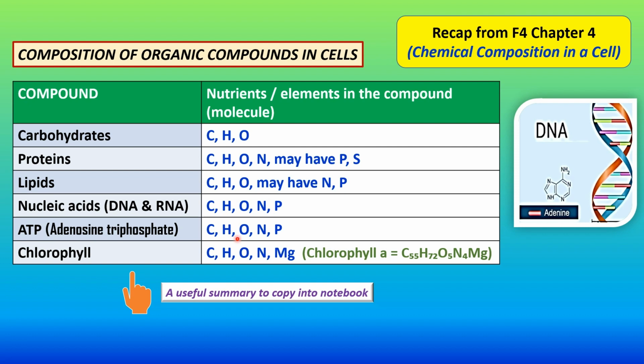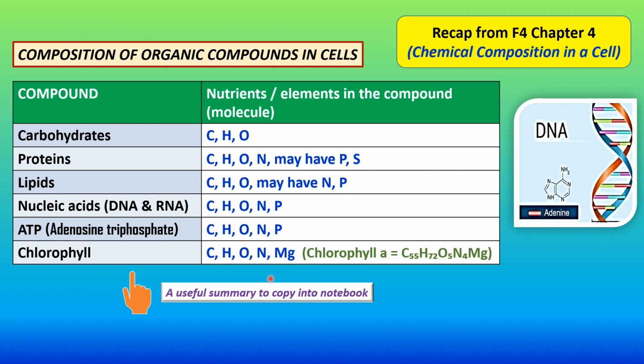ATP contains the same elements as the nucleic acids, CHON and P. Remember, ATP is adenosine triphosphate. Okay, it has the P in it, the phosphate group. In the phosphate group, it has phosphorus.